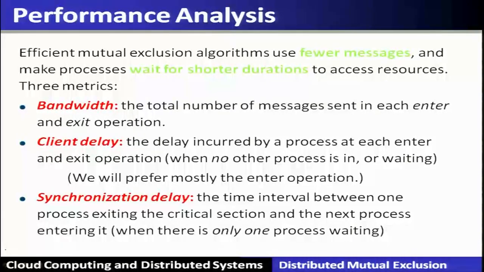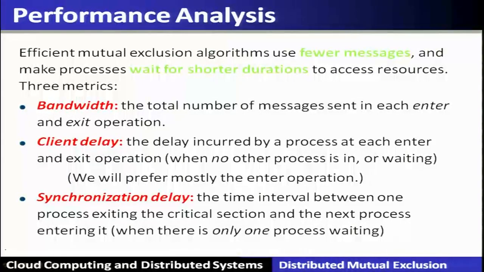Let us analyze the performance of this central algorithm. Although it ensures mutual exclusion, to analyze whether it is efficient or not, we will check whether it uses fewer messages and whether the waiting for the critical section is of very short duration. To ensure these two properties, fewer messages and a short delay to access the common resource by the concurrent requests, there are three different metrics to be analyzed.